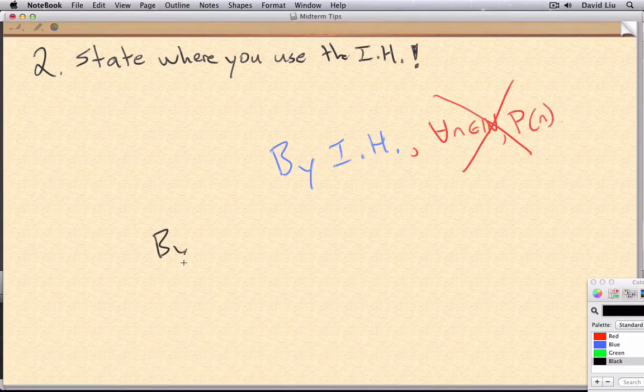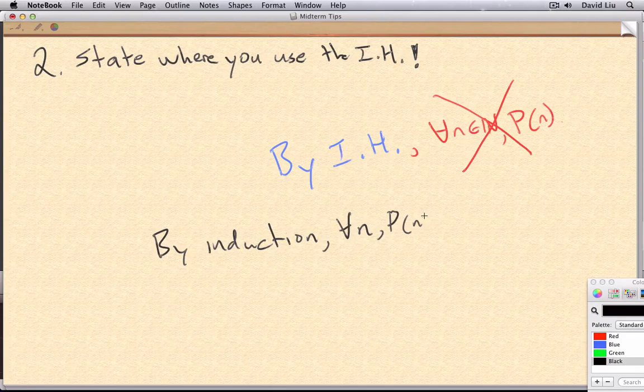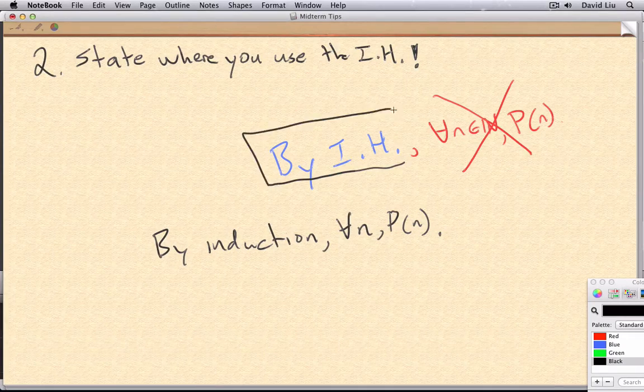But it's really the principle of induction itself, and not just the induction hypothesis, that allows you to combine the base case with the induction step. Moral of the story, the induction hypothesis appears somewhere in your induction step argument. It doesn't appear at the end of your proof.